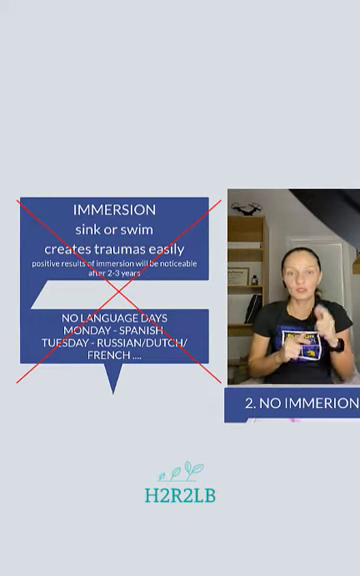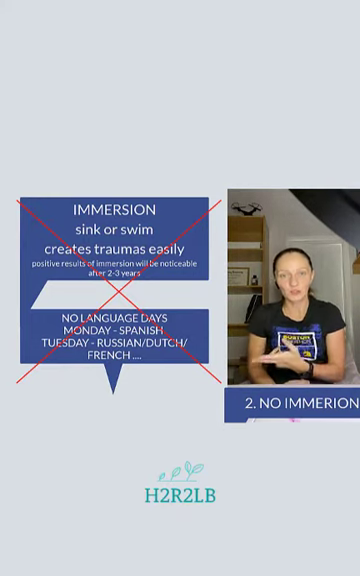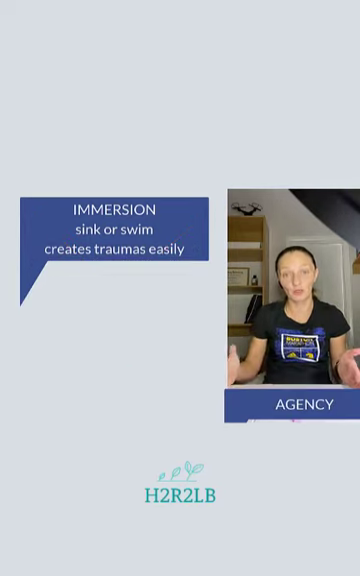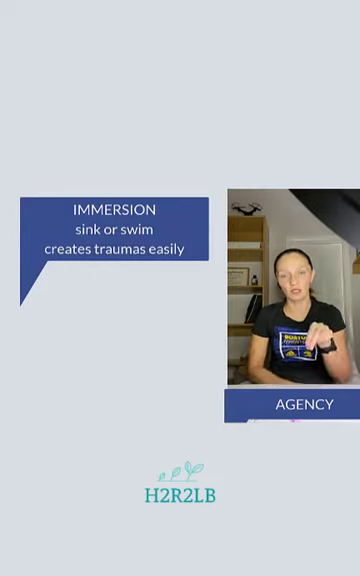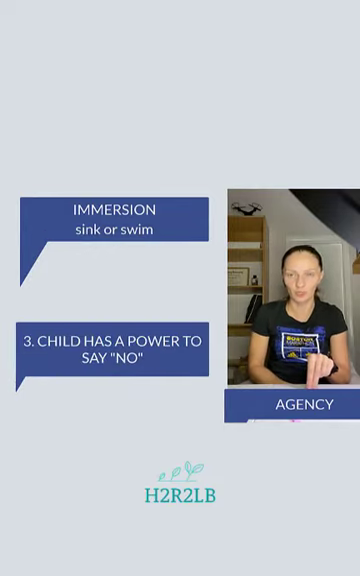Another difference between the first language and the second language is that a child starting from age 3 and above has agency. So the child has the power of saying no, right? You're teaching that.